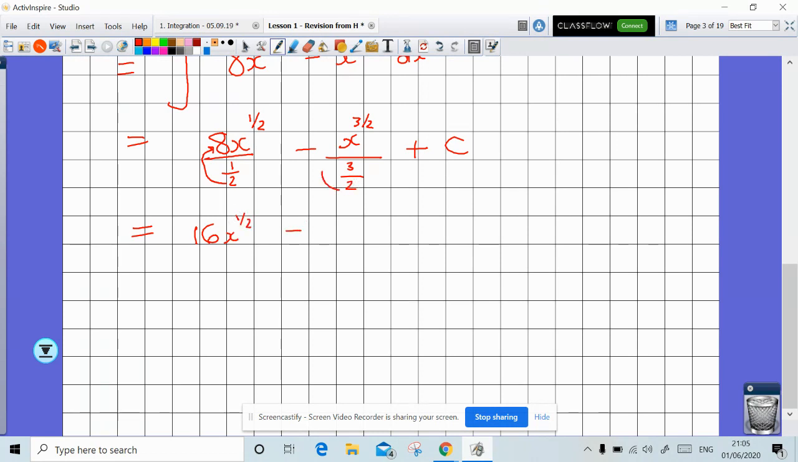Likewise, we can bring this 2 up to the top, so that's just going to become 2 over 3 x to 3 over 2 plus c. Okay, and then there's absolutely no point in changing that back to a square root sign. You don't get any extra marks. Okay, so you're going to get full marks at that stage.